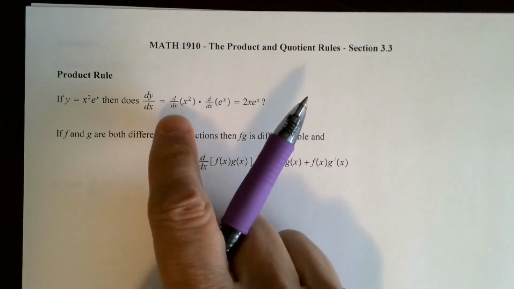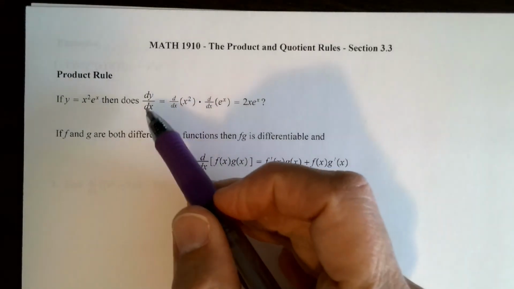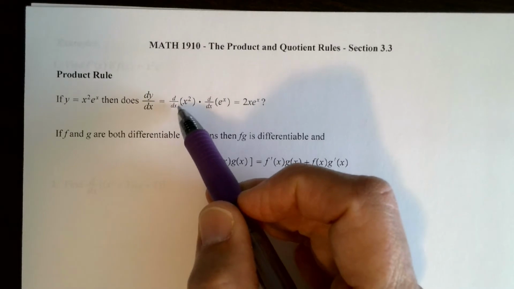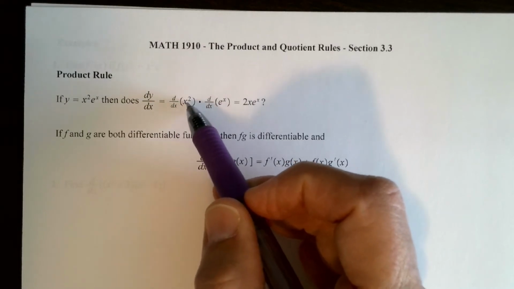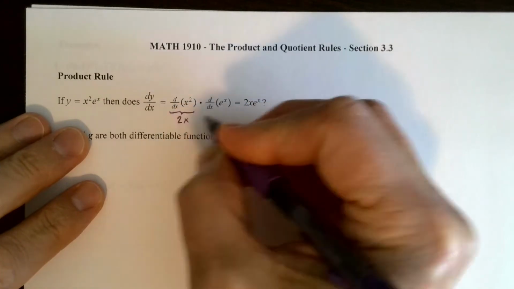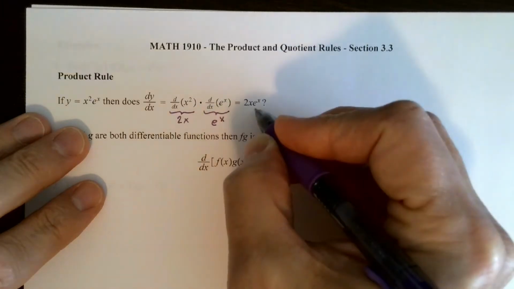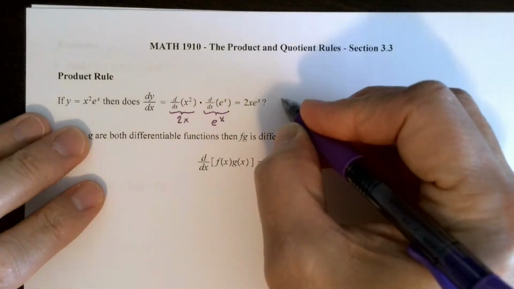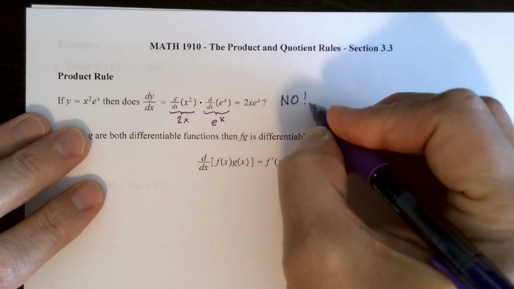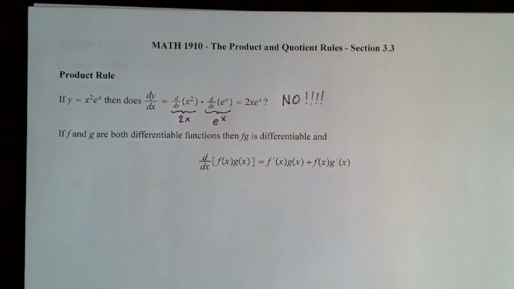So the idea is, if I take the derivative of y with respect to x, remember that notation, dy over dx, that's the derivative of y with respect to x. Is it just the derivative with respect to x of x squared, which is 2x, times the derivative with respect to x of e to the x, which is e to the x? Is it this? Well, the answer to that is no. With lots of exclamation points. So this is not true.